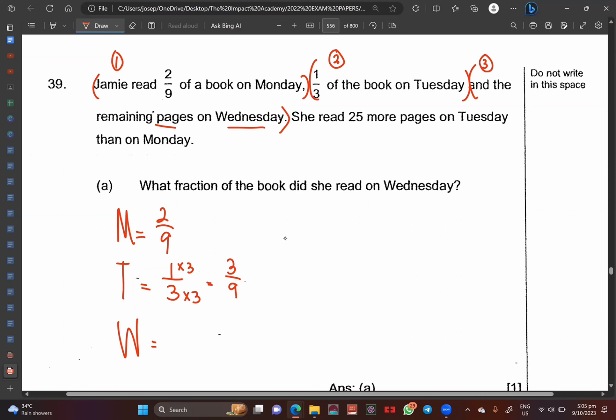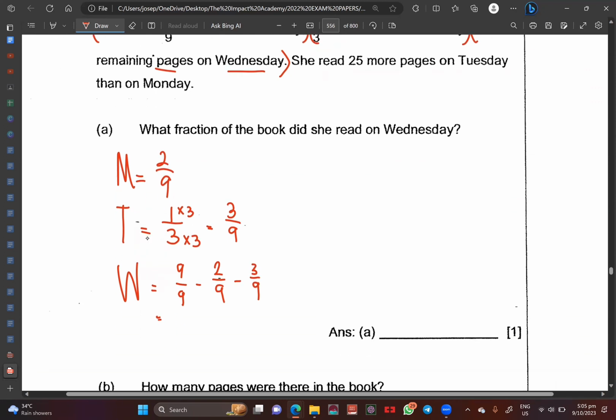So Wednesday will then be 9 over 9, because 9 over 9 is my total, minus 2 over 9, minus 3 over 9. Agree so far? All right, so 2 over 9 and 3 over 9 is 5 over 9, right? So this is 4 over 9. Am I making sense here? Have I answered the question?